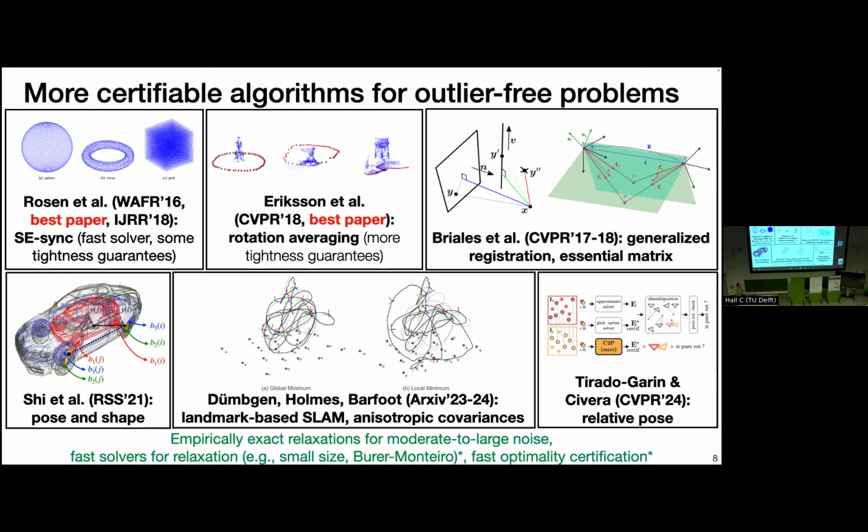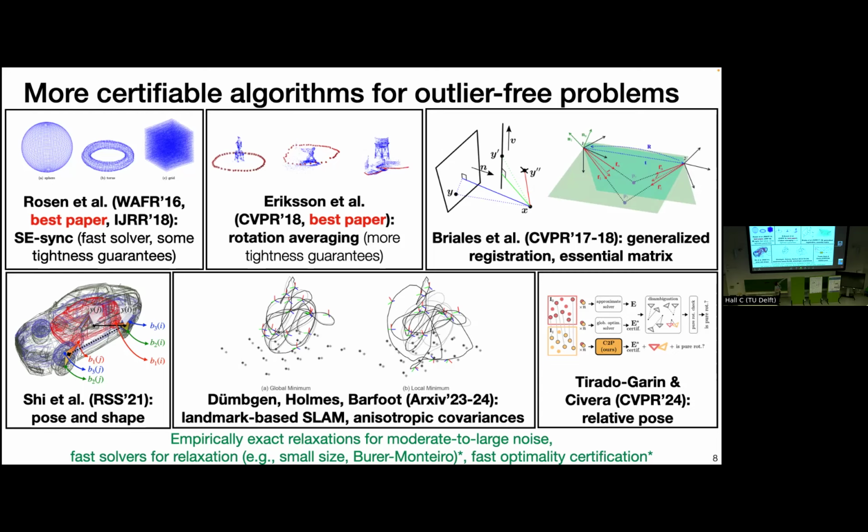So if I have to summarize the work on outlier-free estimation, essentially with this idea of convex semi-definite relaxations, now we have empirically exact relaxations, which are exact for moderate to large noise. You can throw a lot of noise in this estimation problem and the relaxations will still work great. For these, we have fast solvers for the relaxation, either because the relaxations have very small size or because you can apply tools from optimization, such as the Burer-Monteiro factorization. And you can do fast optimality certification.